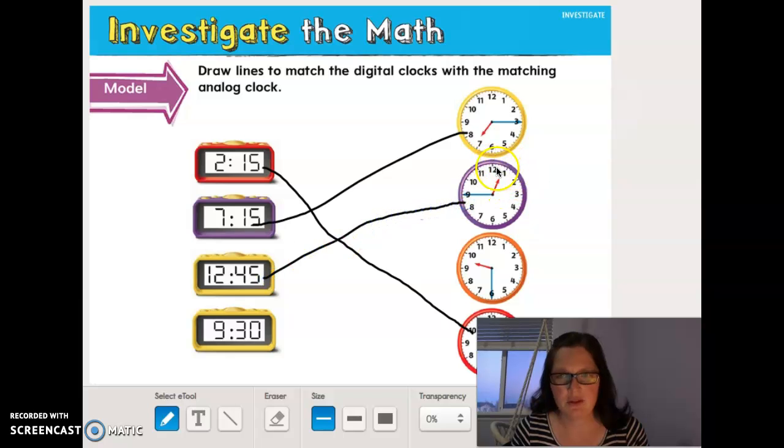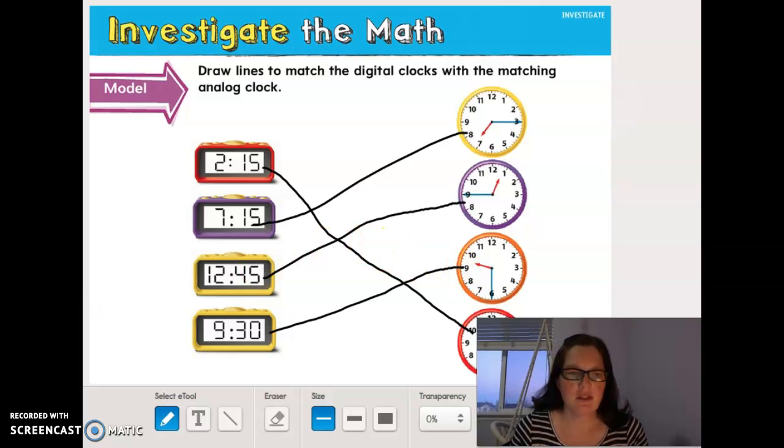And then the 9:30. Obviously, only one choice left. Okay, so that's how we would use those ones to find our quarter hours. So let's look at some of these. We're going to skip through several slides here because they're what we've already talked about.